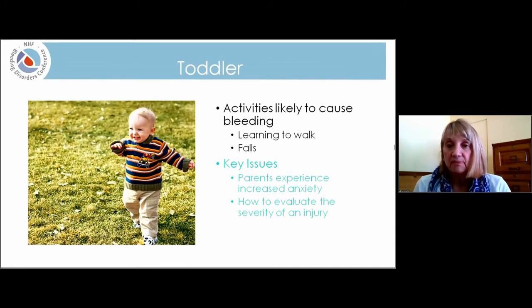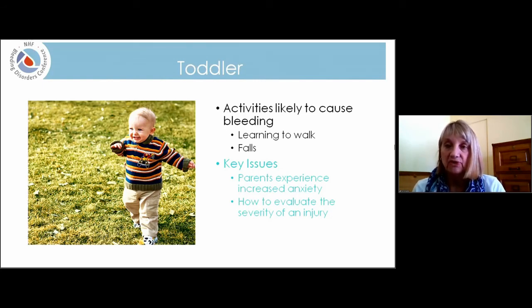So you've had this little baby and he's not been moving around, and now all of a sudden they're crawling, they're learning to walk, and they're starting to fall. And these are the activities that typically cause toddlers to bleed. Oftentimes, this is when a child gets their first mouth bleed. They're learning to toddle around, they fall, they bite their tongue.